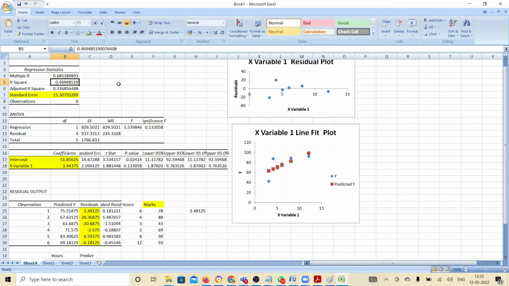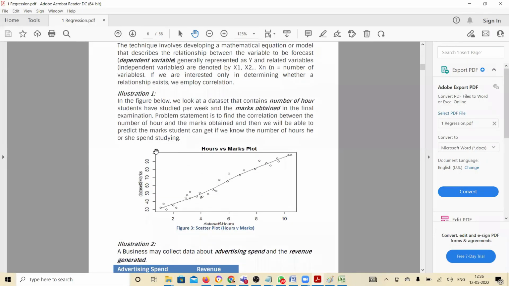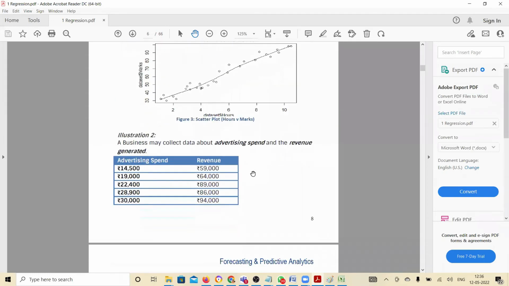In your syllabus, you only have linear regression. Logistic regression is for classification type; we'll see it later. But you have only linear regression. In future, when you are talking about models, this is how you evaluate the model. This is what we just did. We have hours and marks, and we have drawn the linear regression model, and this tells us how good the model is.